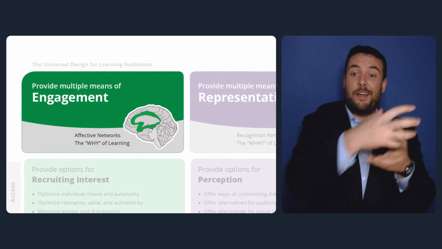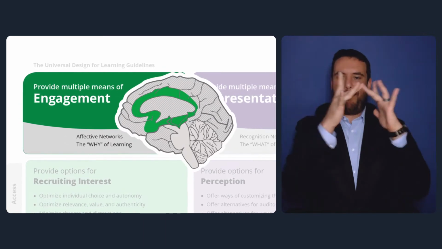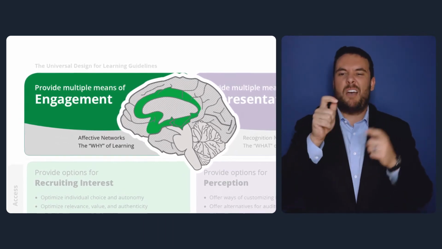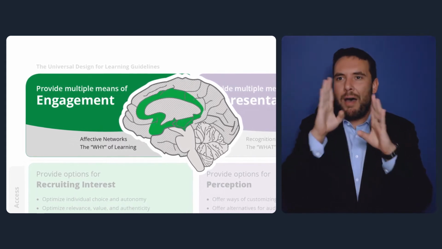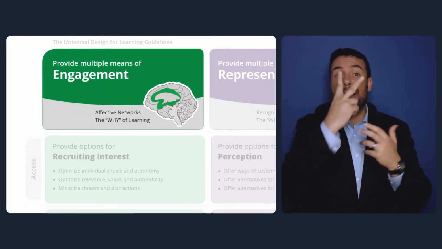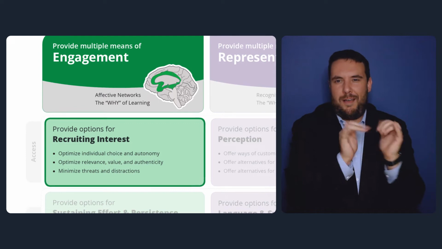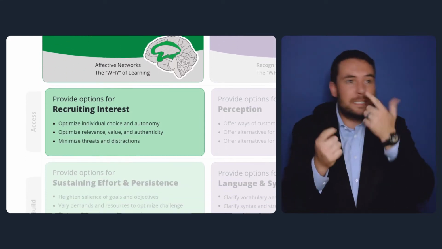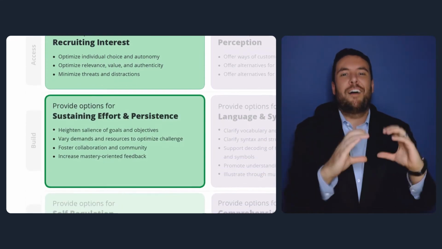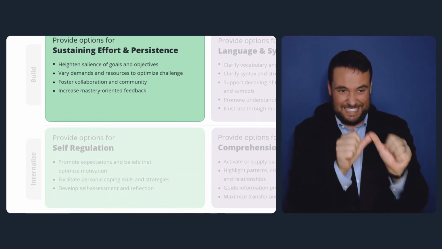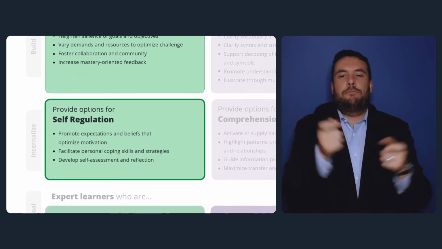The first principle, provide multiple means of engagement, is based on our understanding of the affective networks of the brain, which govern emotion and orient us toward what matters. Since we all have different things that we find important, we want to design learning environments that have multiple means of engaging learners. And as we go down the column here, you can see that this starts with providing options for recruiting interest. Then we provide options for sustaining effort and persistence, and then promoting self-regulation.